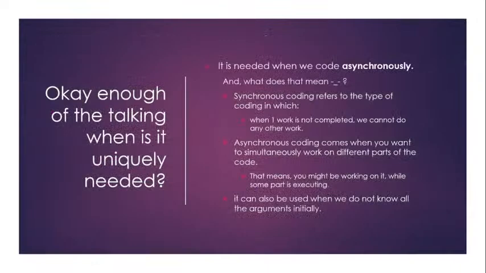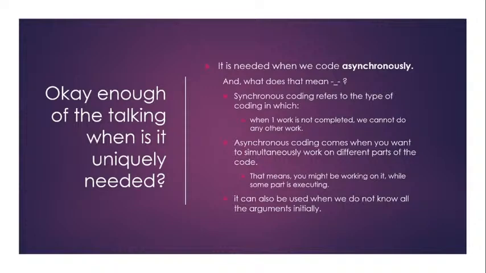So it is needed when we code asynchronously. Now what does it mean? Synchronous coding refers to the type of coding in which when one function is not completed, when work is being done, you cannot do any other work. Asynchronous coding comes when you want to simultaneously work on different parts of the code. That means you might be working on it while some part is executing right at that time.